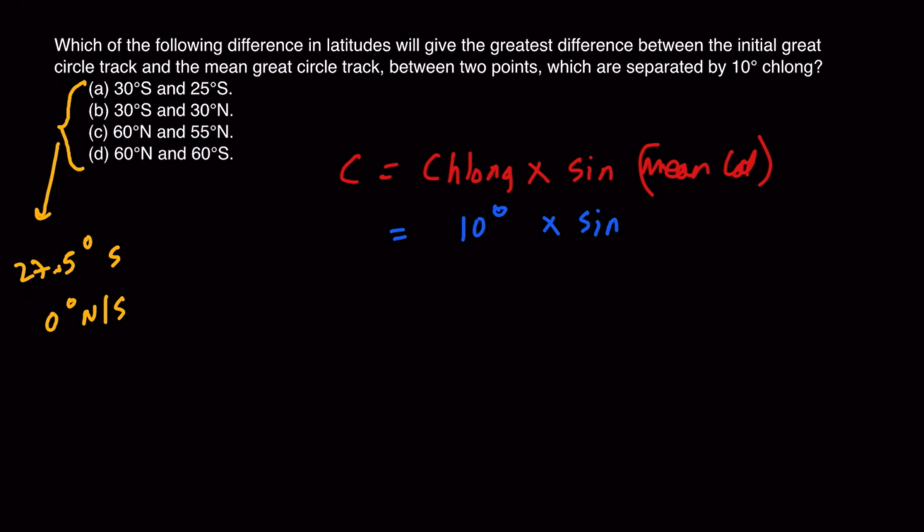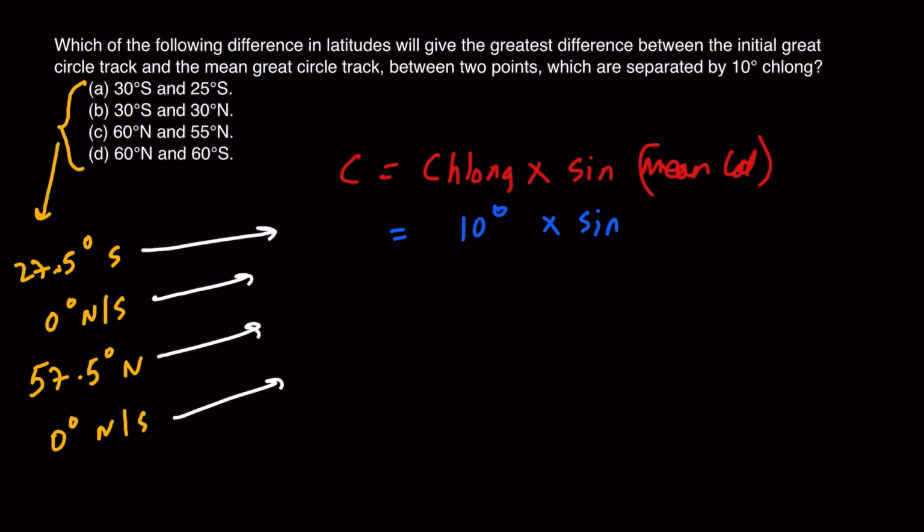Third one, 60 degrees north and 55 degrees north. So 60 plus 55 divided by 2 becomes 57.5 degrees north. And the last one, 60 degrees north and 60 degrees south, same as 30 degrees north south, the mean latitude is 0 degrees. Now, what I have to do is take all these four cases and put them in the formula to see which case is giving me the maximum value of convergency.